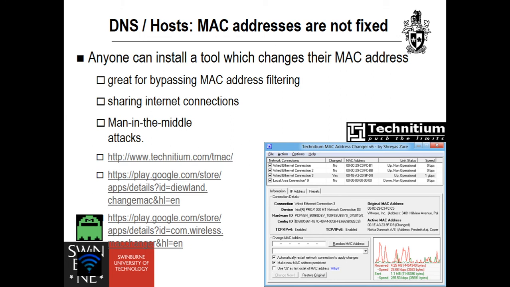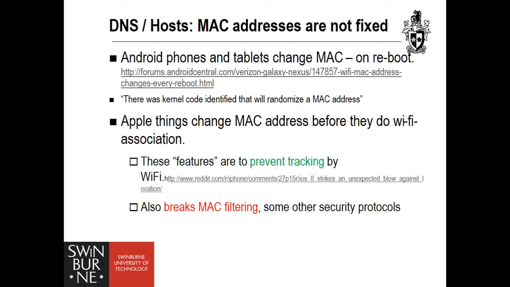How about if MAC addresses are not fixed? Anyone can install a tool which changes their MAC address. It's great for bypassing MAC address filtering, sharing an internet connection, and man-in-the-middle attacks. Android phones and tablets change MAC on reboot. There was kernel code identified that will randomize a MAC address. Apple has since changed the MAC address before they do Wi-Fi association.